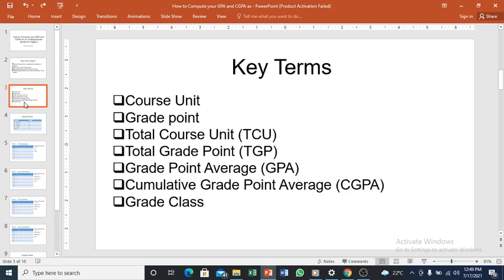Grade point average has to do with what's your grade point average for the current semester that you have just concluded. Cumulative grade point average has to do with what's the grade point average from the time you got admission to the current semester that you have just concluded. And then grade class has to do with, did you finish with a first class? I will tell you how that is done. A second class upper, a second class lower, a third class, or probably a pass.